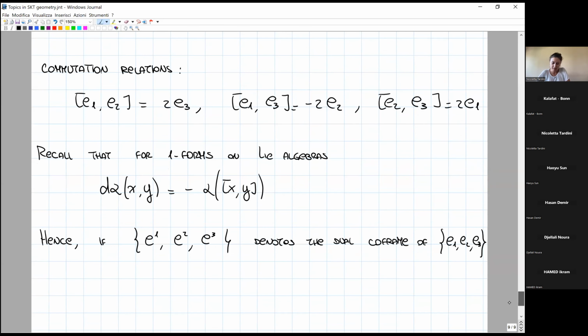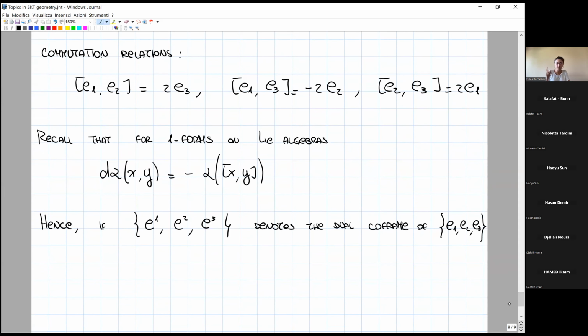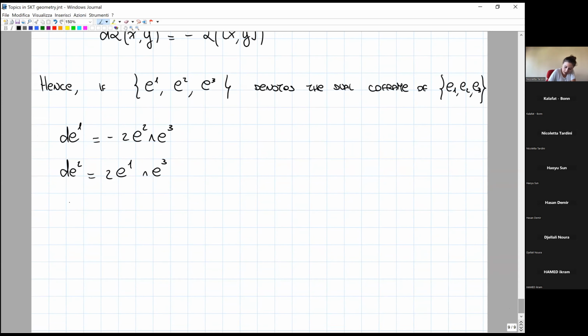You can check from the commutation relations for the Lie algebra that the differential of E1 is equal to -2 E2 wedge E3. The differential of E2 is equal to 2 E1 wedge E3. And the differential of E3 is -2 E1 wedge E2.